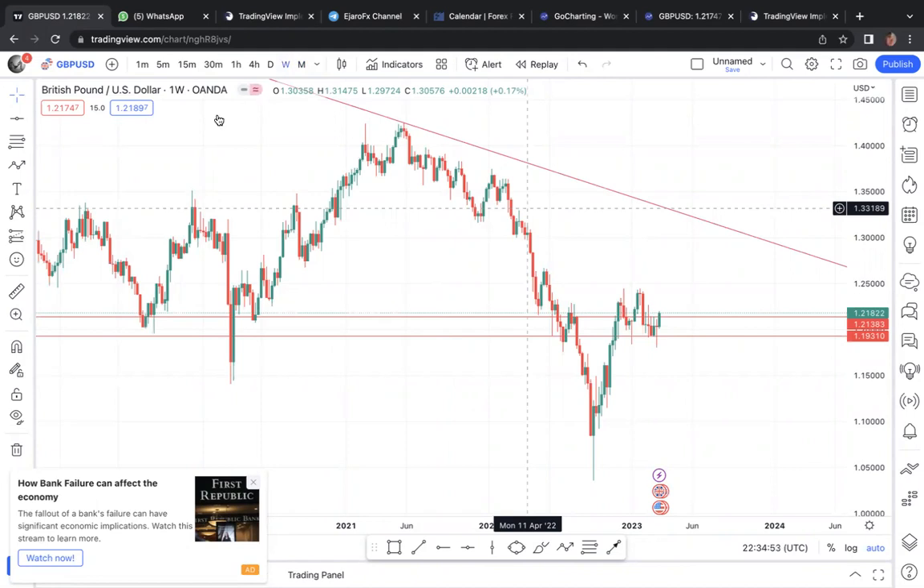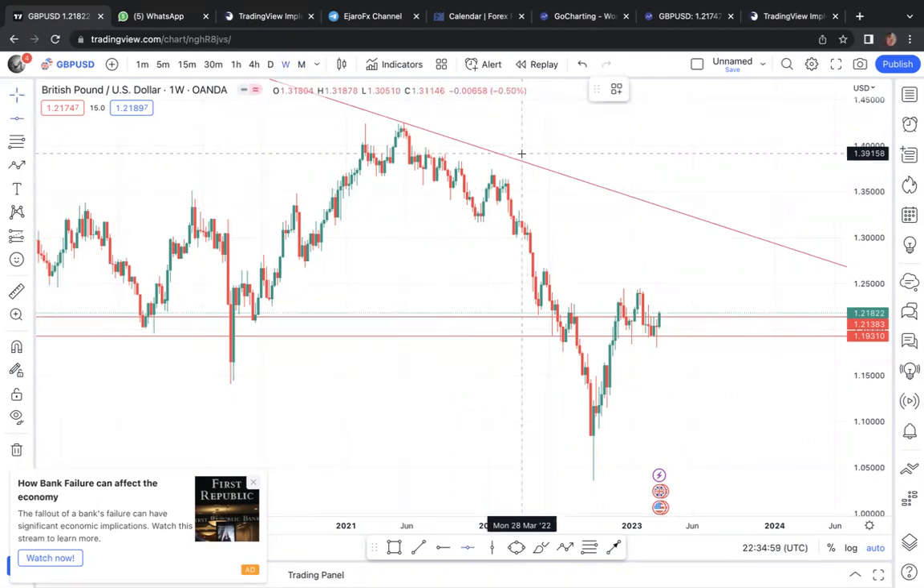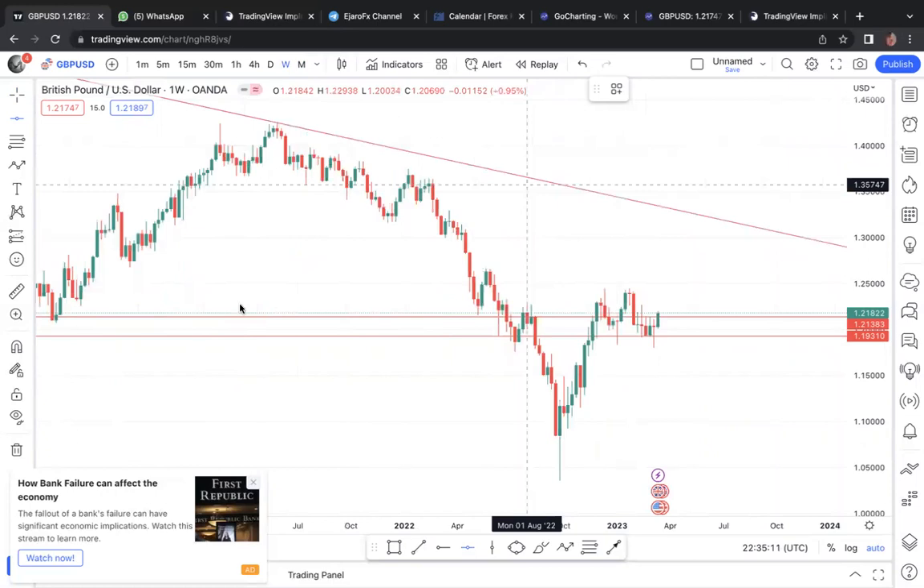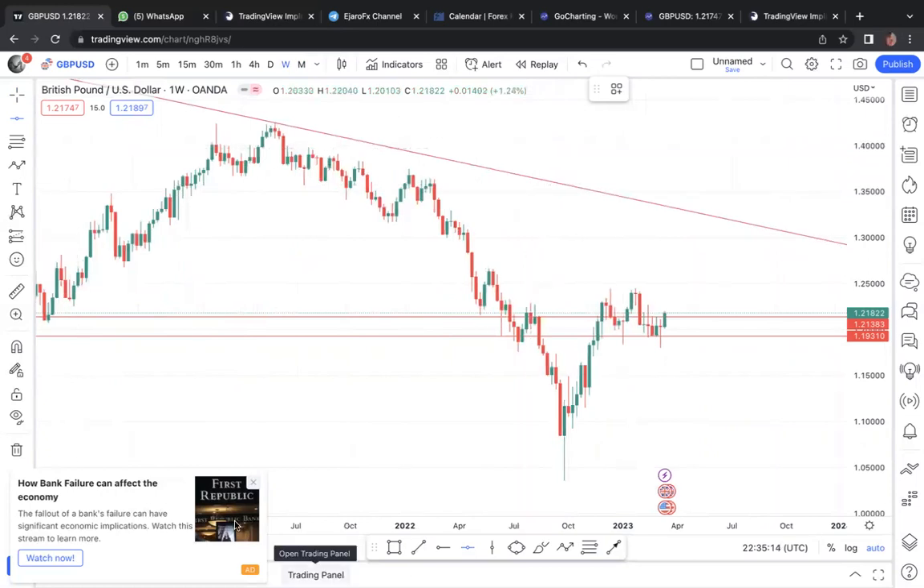Now this is how I measure my dynamic support and resistance. There are two types of resistance and support: the static resistance and support, and the dynamic support and resistance. This is how I do my support and resistance. You see, the market goes like this, right? It trends, it moves in a trending manner.